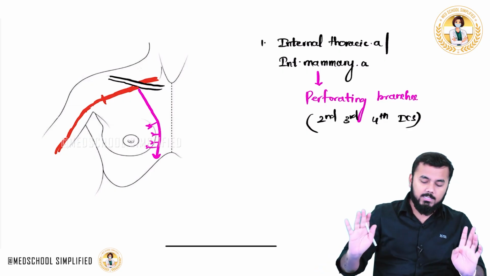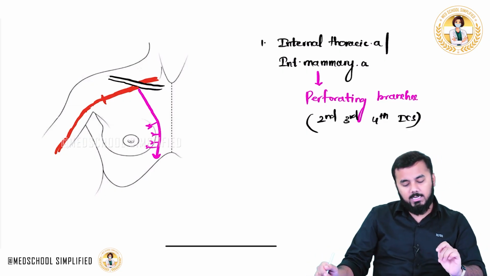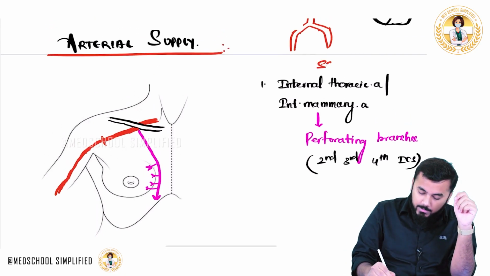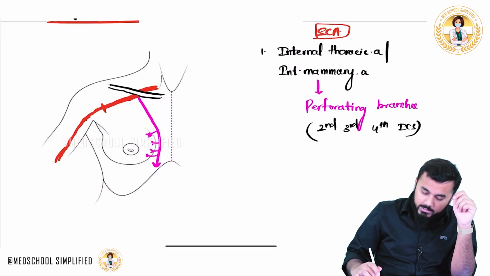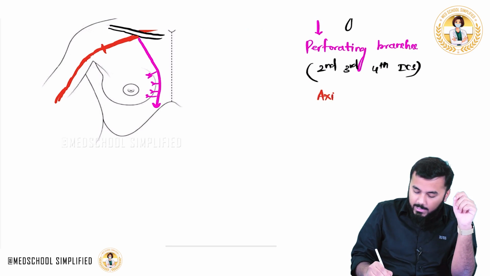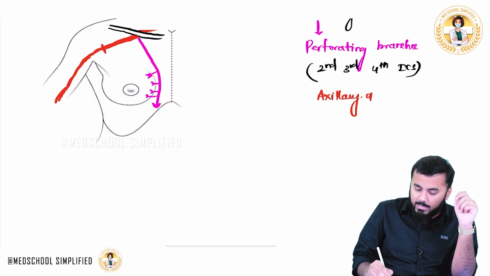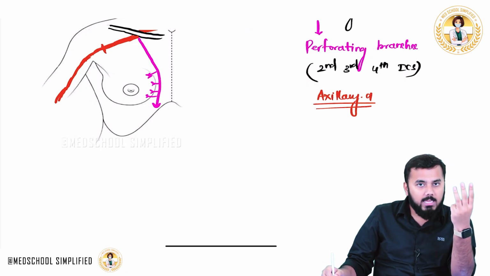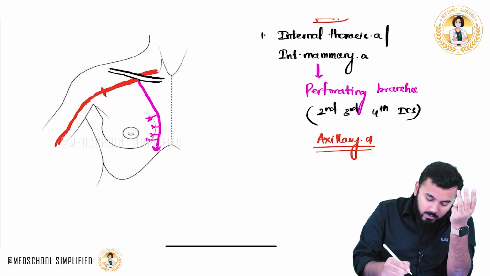Next, we are done with the subclavian artery. Now come to the axillary artery. This is a branch of the subclavian artery. Now let us discuss the branches of the axillary artery. The axillary artery gives out three thoracic branches. Now look here.